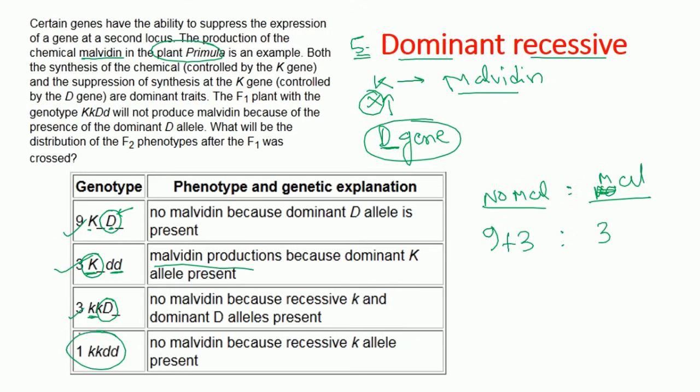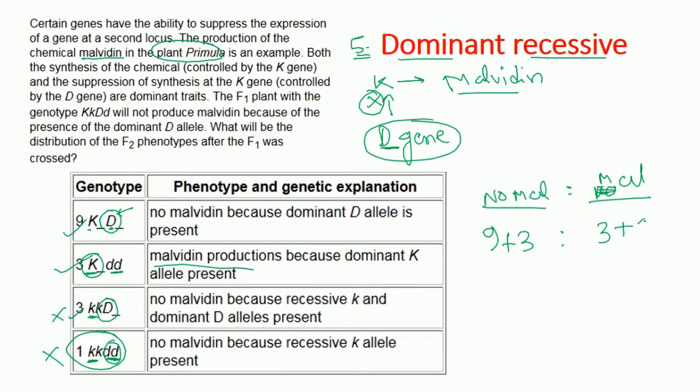And finally, the last one, small d, 1 out of 16 contains that. In this case, see, capital D is not present, capital K is also not present. So again, no chance of malvidin production, because though capital D is not present, so nobody is inhibiting the production, capital K is required to produce malvidin. The recessive form of K will not help to produce malvidin. So again, malvidin will not be produced.